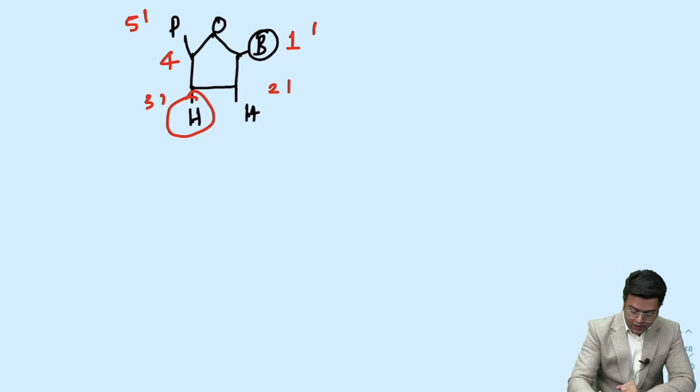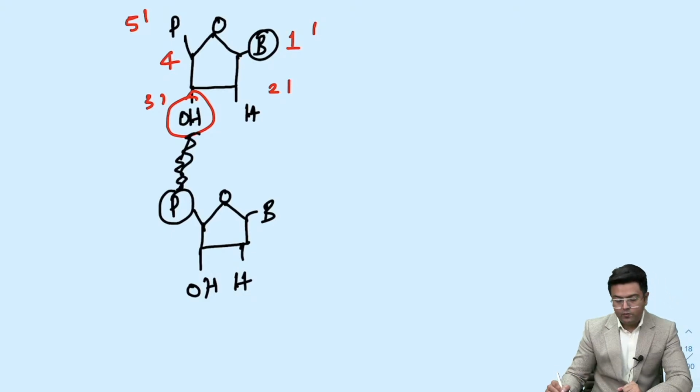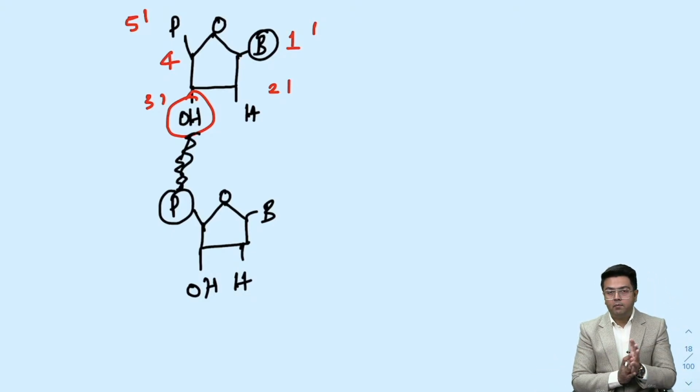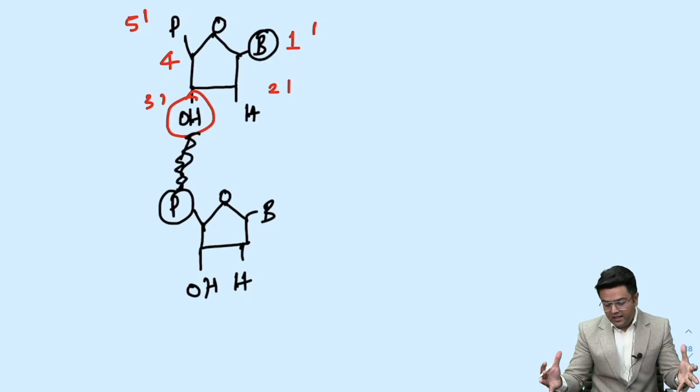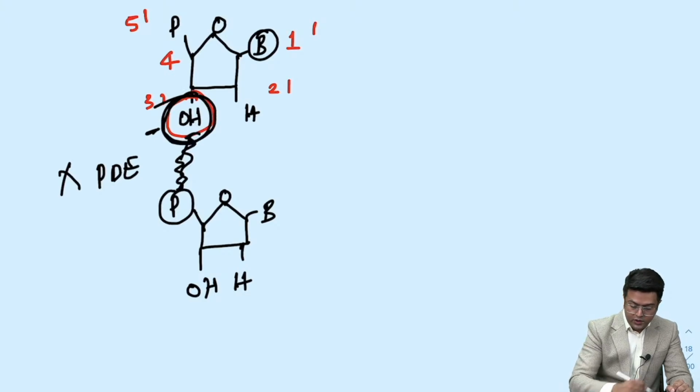So guys, why is this OH important? To add the next nucleotide during the replication process. This is a B for base again, H and OH. This phosphate and this OH group form a phosphodiester bond, and that is how the DNA is being replicated, or synthesized. If this OH is not present, the phosphodiester bond cannot be made, that is why this OH is very, very important.